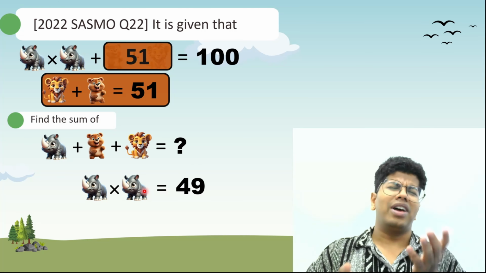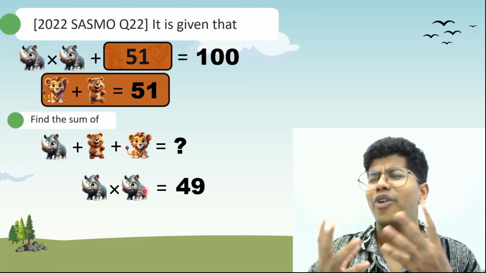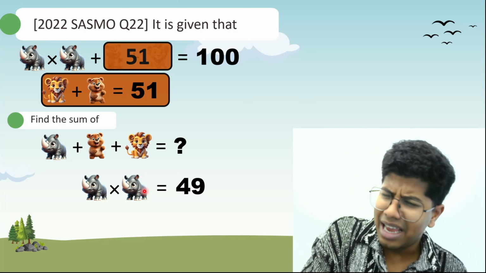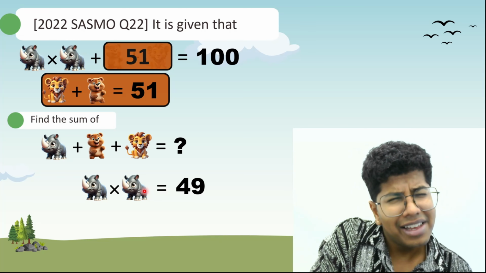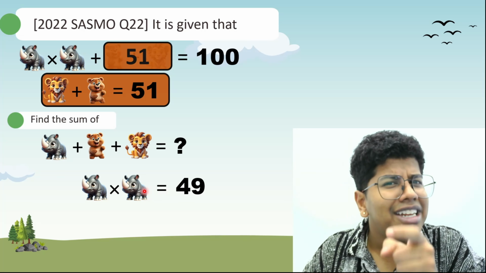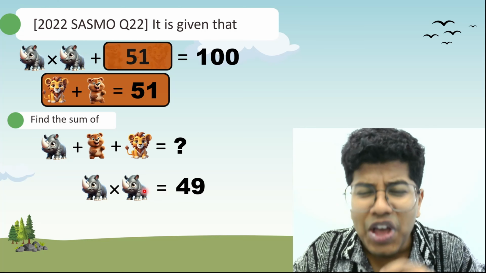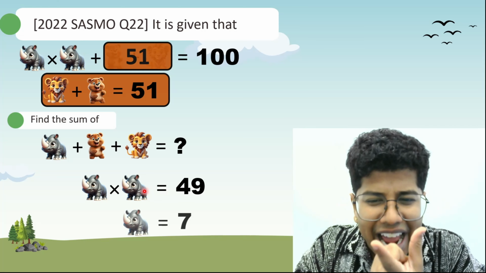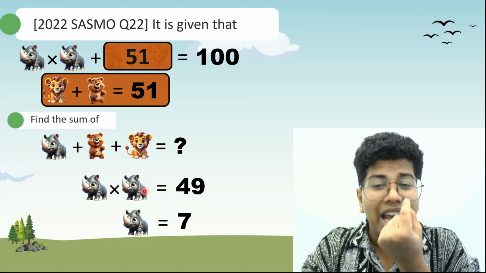We can just try: 2 times 2, 3 times 3, 4 times 4, 5 times 5, 6 times 6, 36. 7 times 7 satisfies this. That is 49. So for rhino, the value is 7.